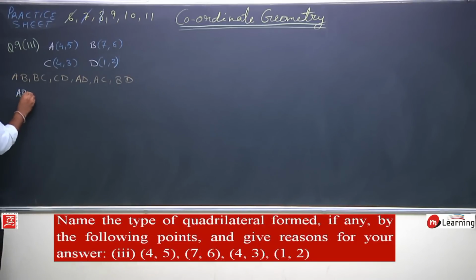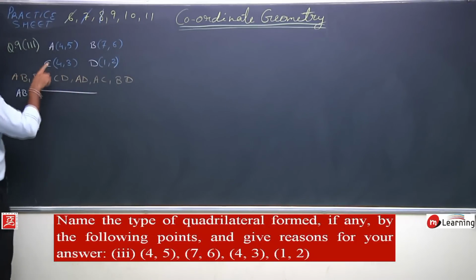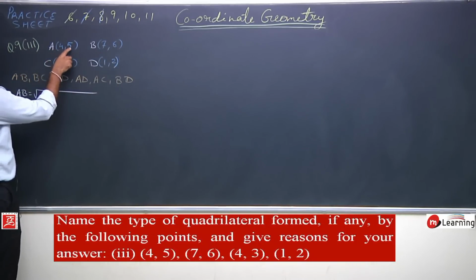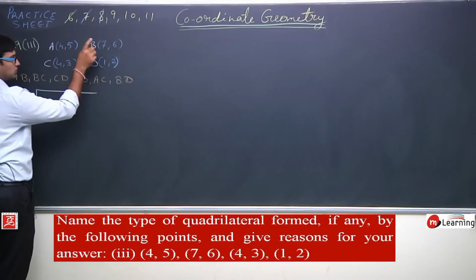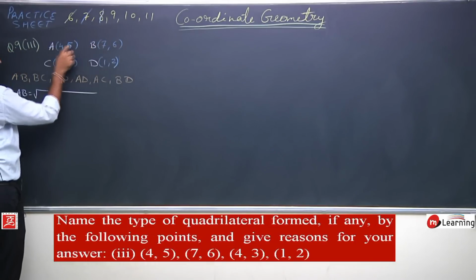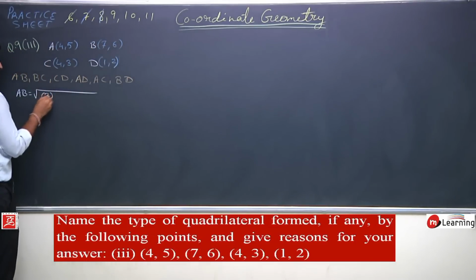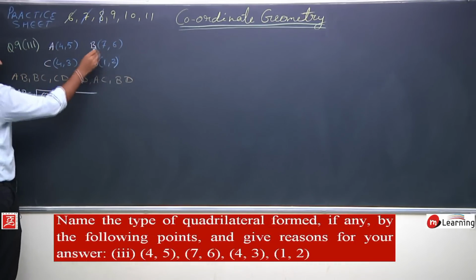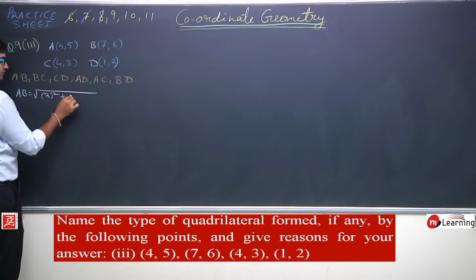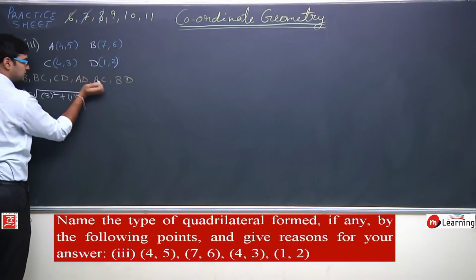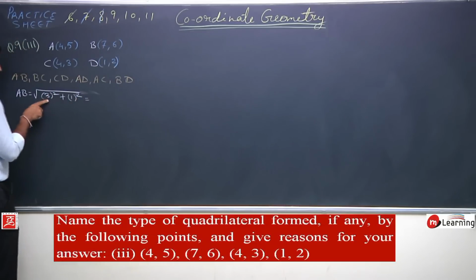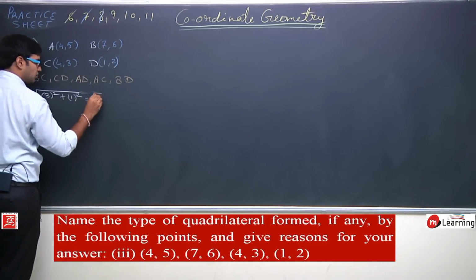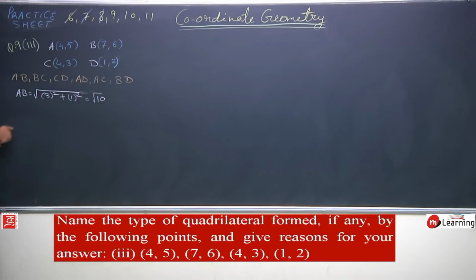AB is equal to square root of, now AB is what, this will be x1 y1, this will be x2 y2. So x2 minus x1, 7 minus 4 is 3 and square of this, plus y2 minus y1 will be 1 and square of this. So 3 square is 9, 9 plus 1 is root of 10. So this is AB.